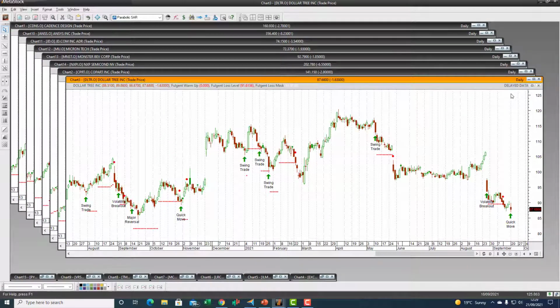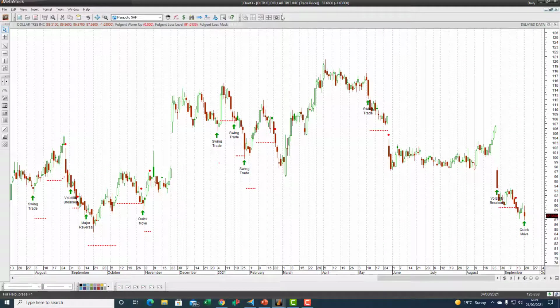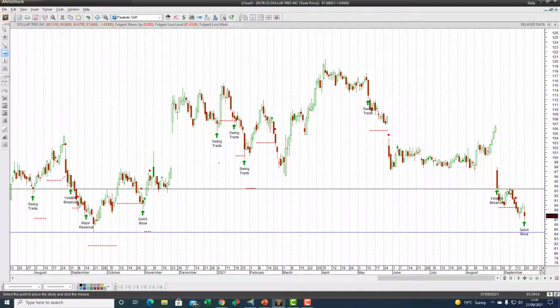Right, next up is Dollar Tree, DLTR, I think. Yeah, DLTR. Quick move to the upside. I expect this gap to close at some point. So the stop loss is in around between 84 and 85. Quick move to the upside. Your first resistance zone would be that level.